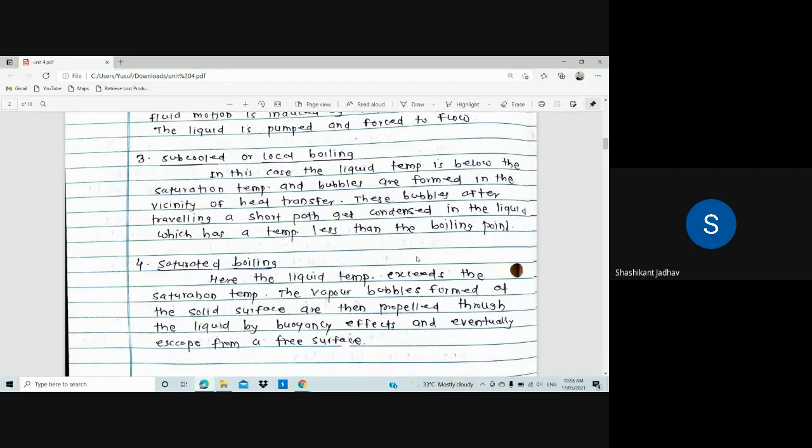Okay, and what is the last form, that is saturation boiling. Here the liquid temperature exceeds the saturation temperature, and vapor bubbles formed at the solid surface are then propelled through the liquid by boundary effects and eventually escape from a free surface.